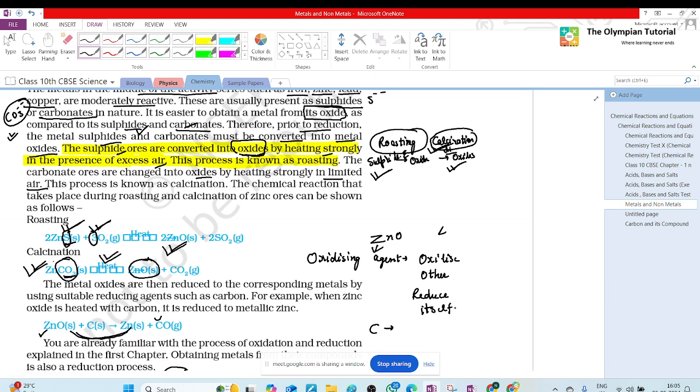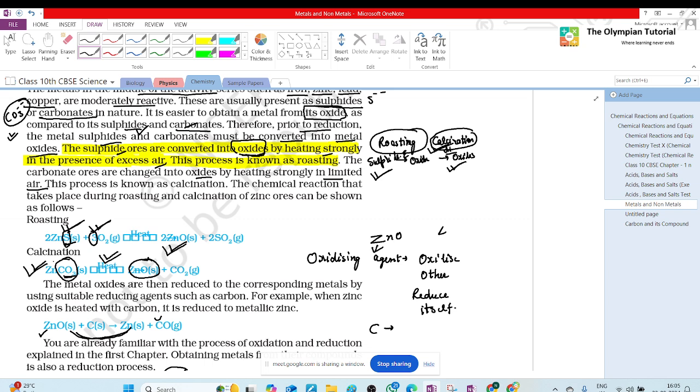The sulfide ores are converted into oxides by heating strongly in the presence of excess air. This process is known as roasting. The carbonate ores are changed into oxide by strongly heating in limited air. This process is known as calcination.